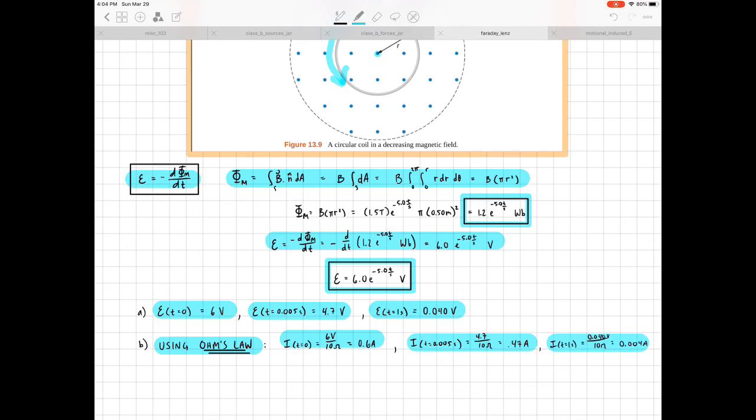So that is sort of the general approach. Lenz's law tells me immediately what the direction of the induced current needs to be, and then Faraday's law allows me to quantify it. All right, what is the induced EMF? What is the induced current?